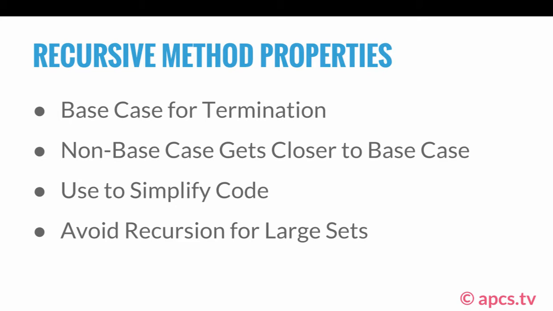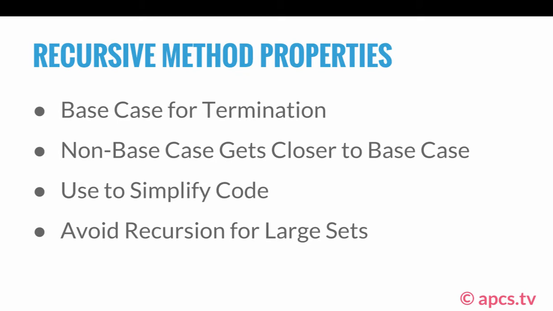There are some specific properties of recursive methods, and the first thing is there's a base case for termination. As we saw earlier, when we would keep using that eat food method and keep running it, it would go infinitely. But in order to terminate or end the program, there's often a base case. And there's a non-base case that gets closer to the base case. So every time a recursive method is run, every time it recalls the same method, we want to get closer and closer to the base case, so eventually it'll stop.